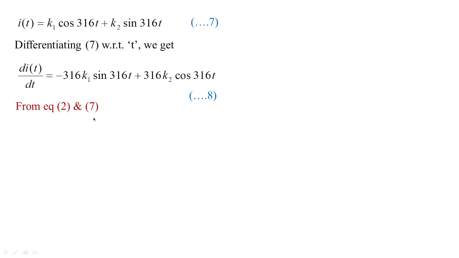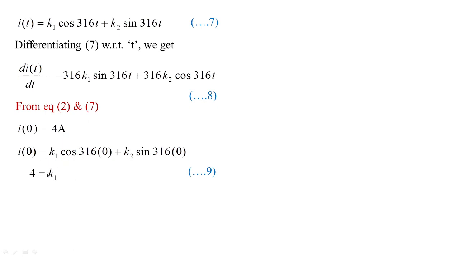Now from equation 2 and equation 7, we know that the I of 0 value is 4 amperes. So I'm going to substitute the value of I of 0, which is 4, into equation 7. I get k1 cos of 316 times 0, plus k2 sine of 316 times 0. With this, I get the value of k1 equal to 4. How did I get k1 equal to 4? Because sine of 0 is 0, so the k2 term vanishes. I of 0 is 4 here, and k1 cos of 0 is k1 times 1. That is how we got k1 equal to 4, and I'm treating this as equation 9. I hope you understood this simple mathematics.